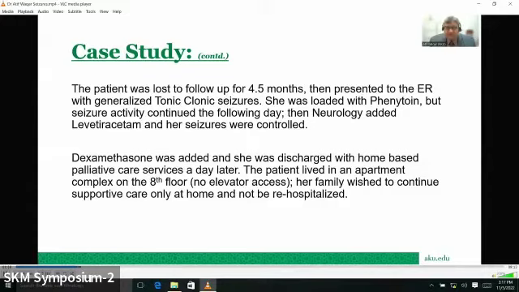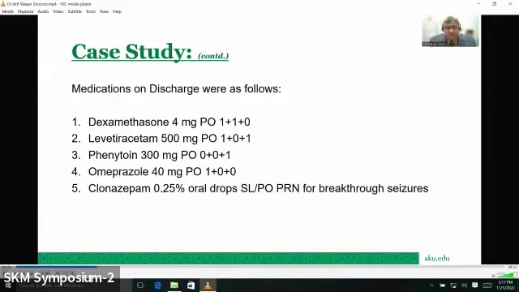The patient lives in an apartment complex on the 8th floor, and she doesn't have elevator access. So the family essentially have to take her up on a stretcher, and if they have to bring her back to the hospital, they would have to do the same. So they wish to keep her on supportive care only at home and not to be re-hospitalized again. On discharge, the medications that we had prescribed were dexamethasone twice a day, levetiracetam twice a day, phenytoin at bedtime, omeprazole for GI prophylaxis, and for breakthrough seizures, we had given her clonazepam 0.25% as oral drops.